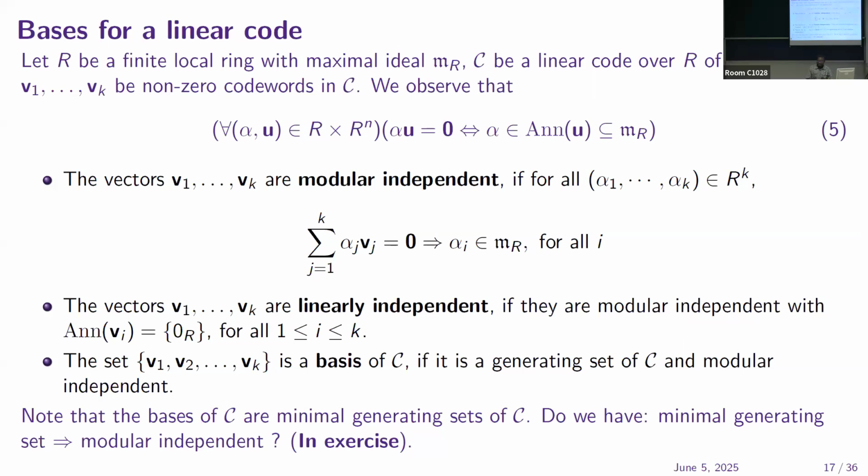Okay. You know that a basis is a minimal generating set, but the converse is not true. We see that in an example. You know that the basis of C is a minimal generating set. Does a minimal generating set imply modular independence? I think the answer is no. It's no.